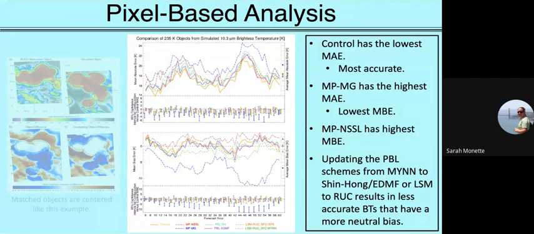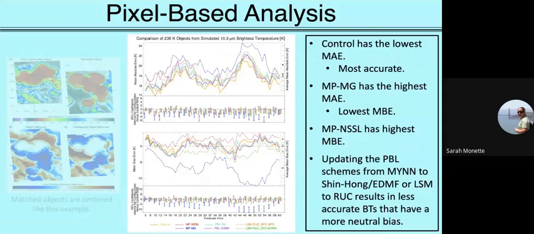And what we see when we do this is that control, in addition to having the highest OTS, also had the lowest mean absolute error, which means that it is considered the most accurate. When we used a Morrison-Gettelman microphysics scheme, it had the lowest mean bias error. The brightness temperatures were much colder than the control, which was considered the best. Interestingly, as we switched the microphysics schemes to the NSSL scheme, it had the warmest brightness temperatures. We had a positive mean bias error compared to the observations. And updating the PBL schemes did result in less accurate brightness temperatures, but the bias in the brightness temperatures was more neutral.